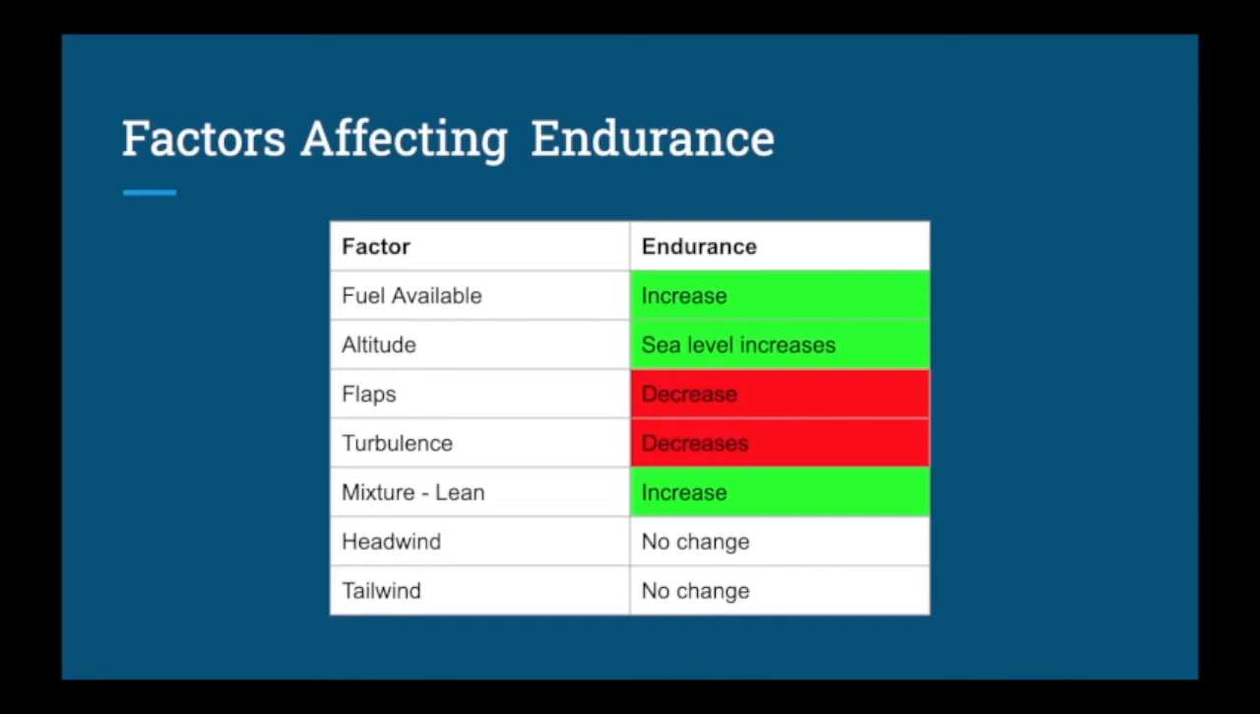Flaps are going to decrease endurance because the flaps are, once again, going to increase the lift, but they're going to increase drag to a point where you're going to have to add power to maintain your altitude. And as soon as you're adding power, you're no longer at the minimum power setting to maintain altitude. Turbulence is going to decrease it because as you're getting bounced around, you're most likely going to be correcting with a little bit of power, as we won't be able to maintain altitude with the bare minimum power setting.